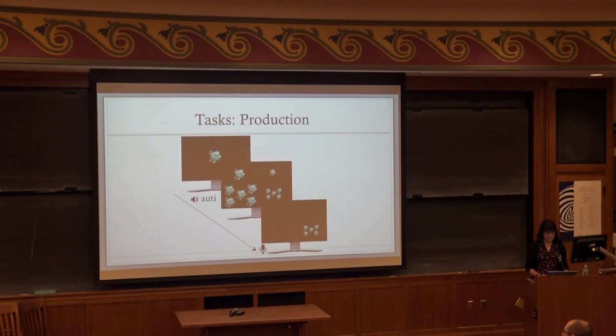Okay. So the first task, in production, they see a creature, and they hear the name of the creature. Then the 4 meanings are provided to the learners. 3 disappear, 1 remains, and the task of the participant is to express that meaning using one of the 4 suffixes.